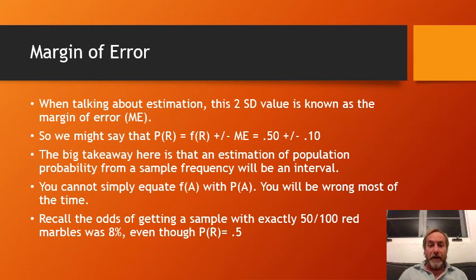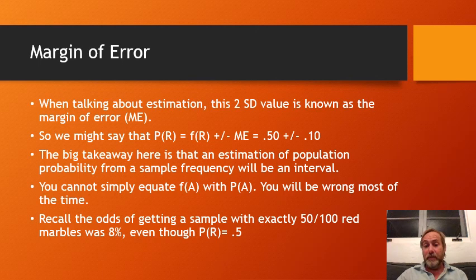So when we're talking about estimation, this 2 standard deviation value we call the margin of error, right? So we might say that the probability of R in the actual population is equal to the relative frequency of R in our sample plus or minus the margin of error. Now in this case, we're supposing that we found a relative frequency of 0.5, right? 50 of the 100 marbles we sampled were red. And then we can say that plus or minus 0.1, right?